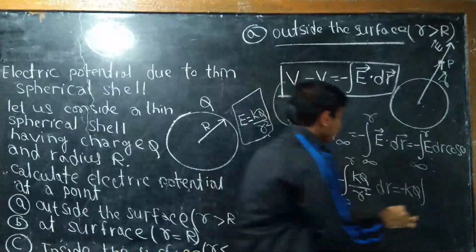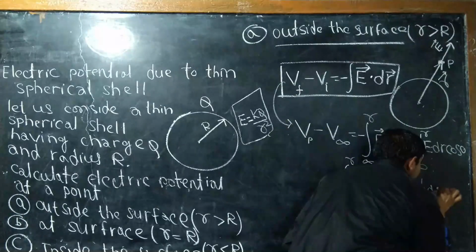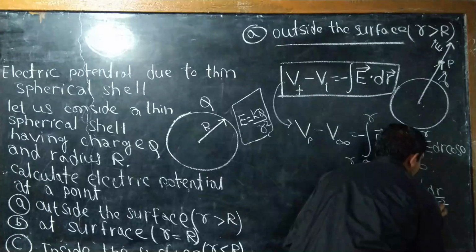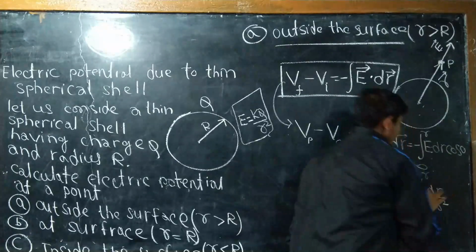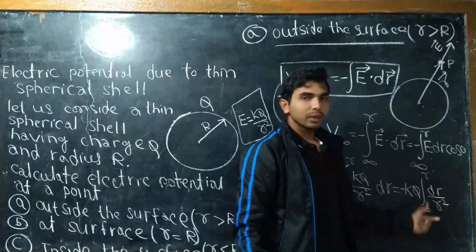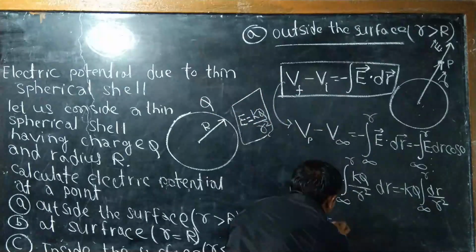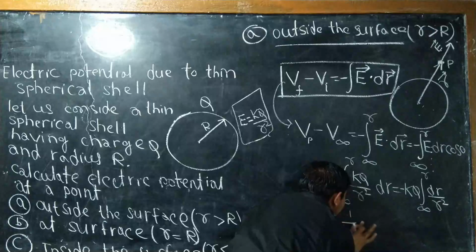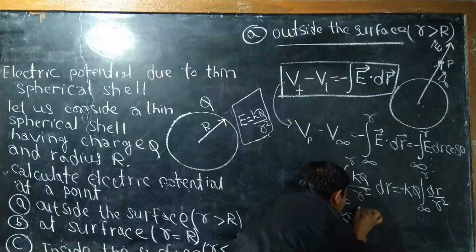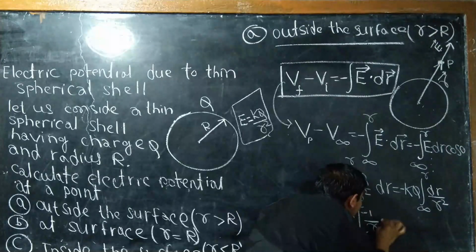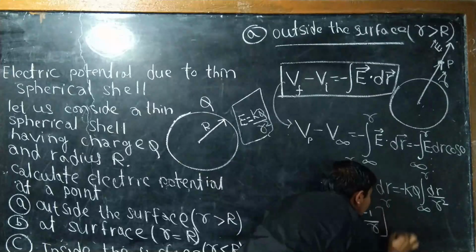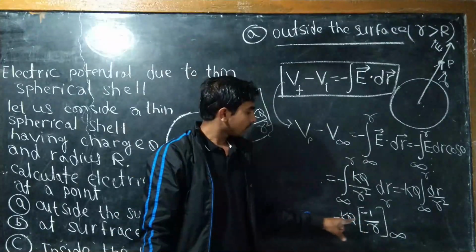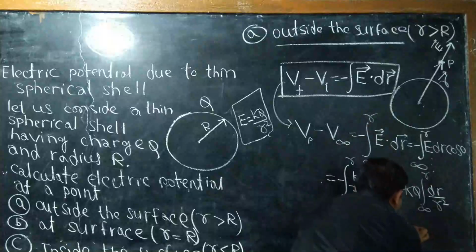So what value do we have inside? We have dr by r square, right? Lower limit is infinity to r. You are able to integrate this value. So after integration, you are going to get minus q minus 1 by r, and this value is r to infinity, right? See, two minuses are here, so we can cancel them, okay?